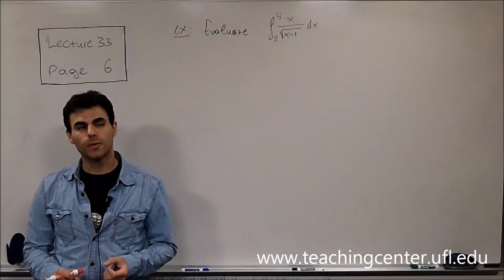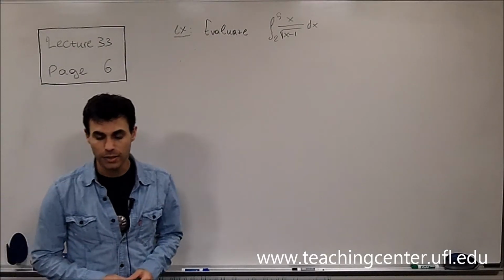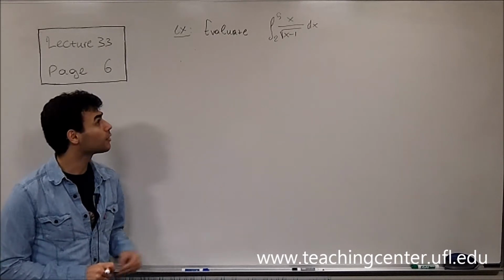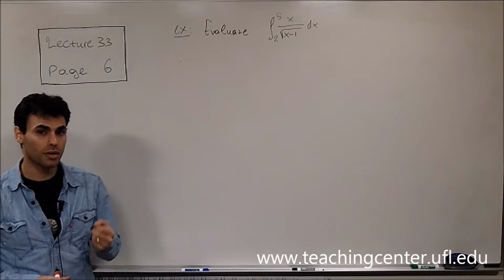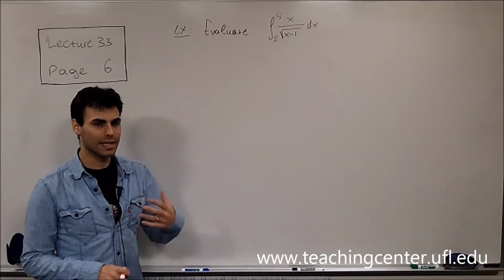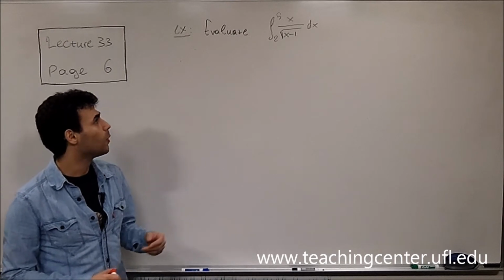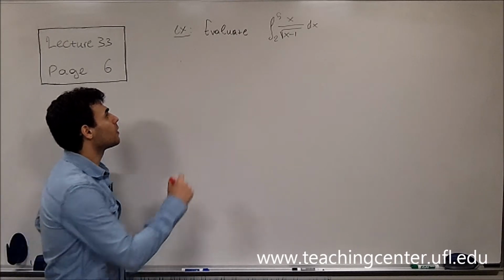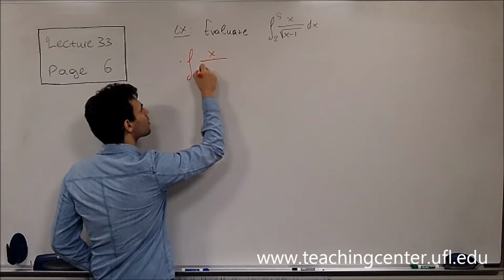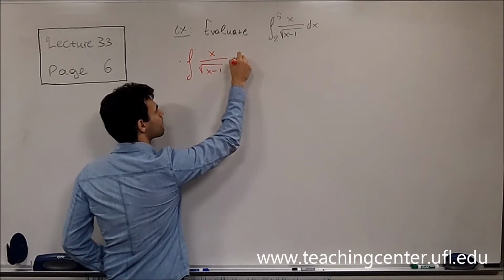Okay, now let's do probably the hardest one in terms of u substitution in definite integrals. We're trying to find the definite integral from 2 to 5 of x over the square root of x minus 1 dx. And again, I'm going to use indefinite integrals. Again, I'm going to pretend that there are no endpoints. So let's try to find the integral of x over the square root of x minus 1 dx.